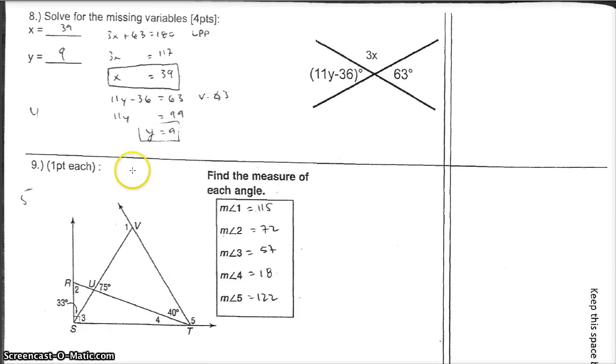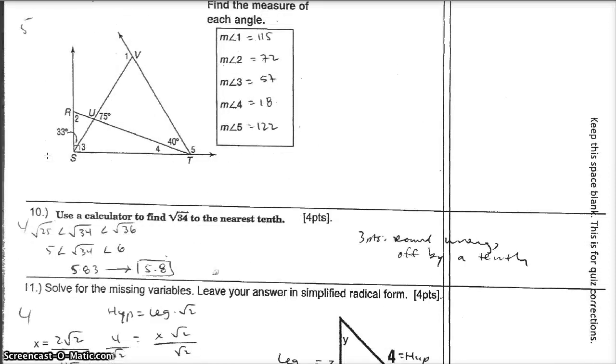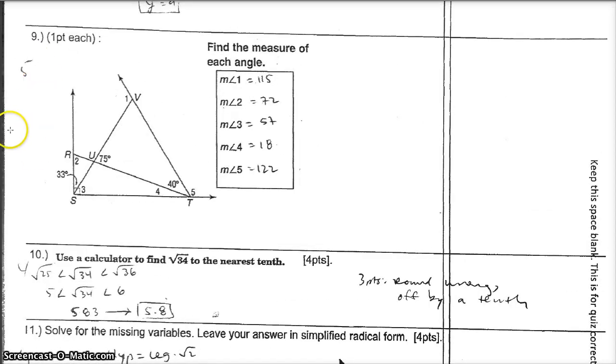Question number 9, this was the same question as on last week's quiz. 1 point apiece. I recommend starting here. You can do exterior angles theorem to get 115 degrees. 75 plus 40 equals exterior. Or you can use triangle sum theorem and then the linear pair. Vertical angles get that 75. 75 plus 33 plus angle 2 equals 180, and you'll get angle 2 to be 72.